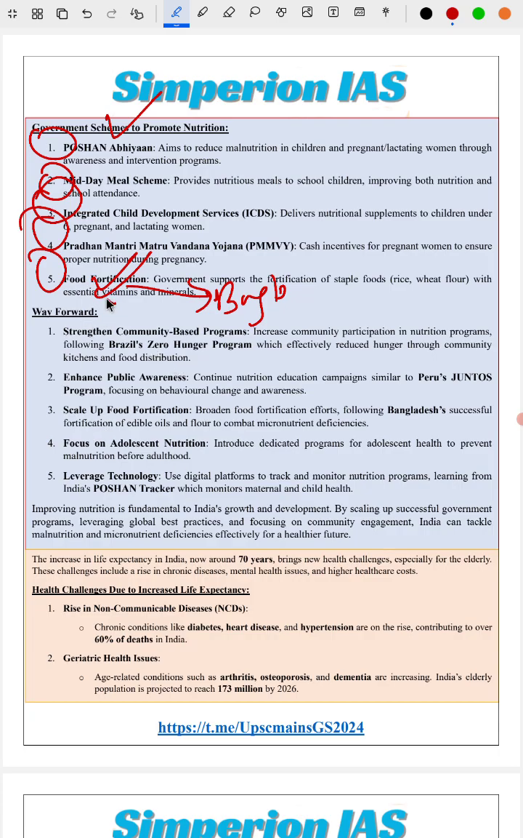Yes, in the way forward, we have covered what India can do to deal with this menace of malnutrition. We have given 5 points and also the best practices of the world. On the scale of food fortification, you can see the example of Bangladesh.